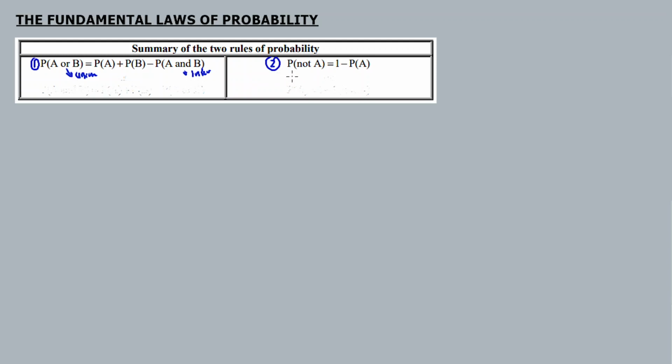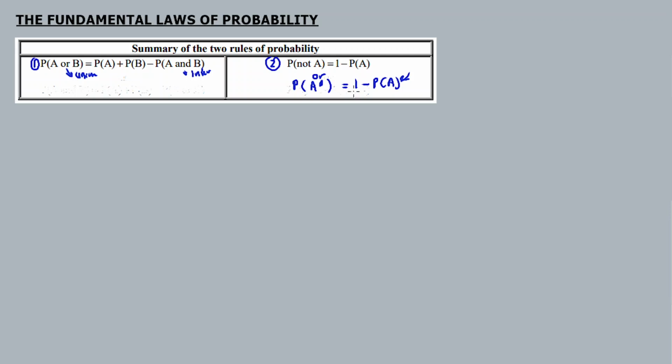Rule number 2, the probability of not A is equal to 1 minus the probability of A. Sometimes for the probability of not A, we place something like an apostrophe over the letter A, equal to 1 minus the probability of A. So you can come across an equation like this, P(A'). It means that it's not A. Yes, it's not A. So it's just a set of equations.